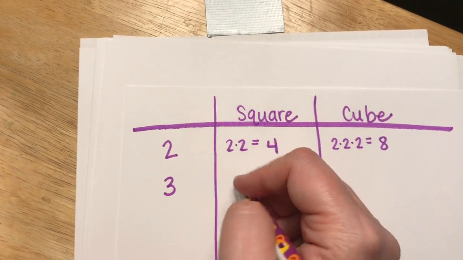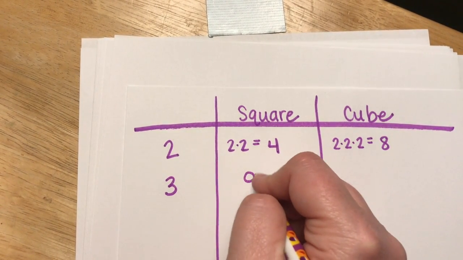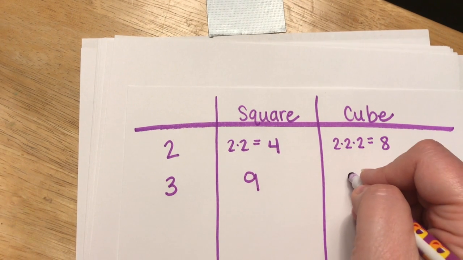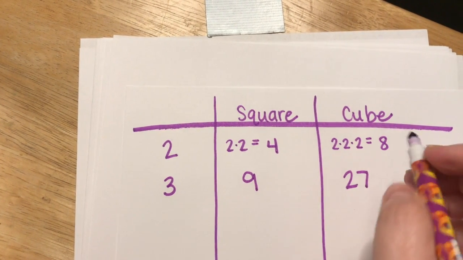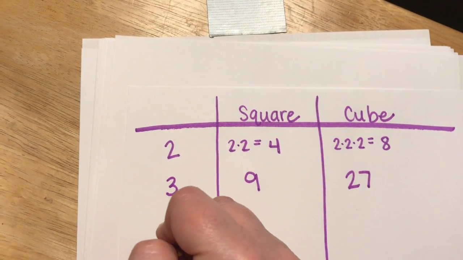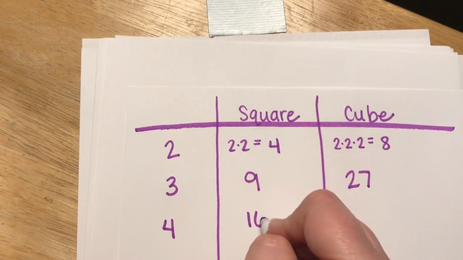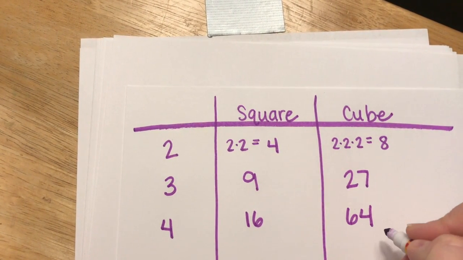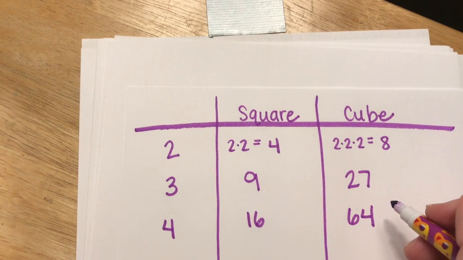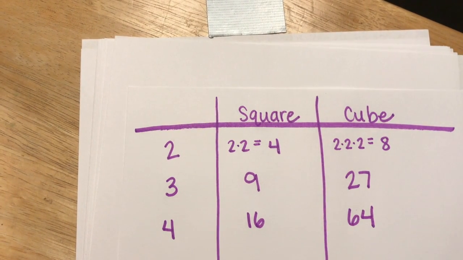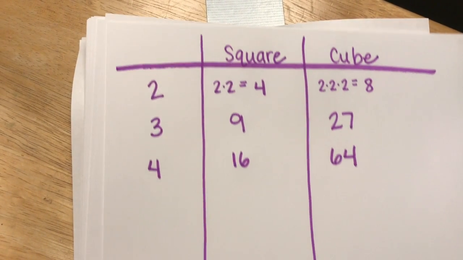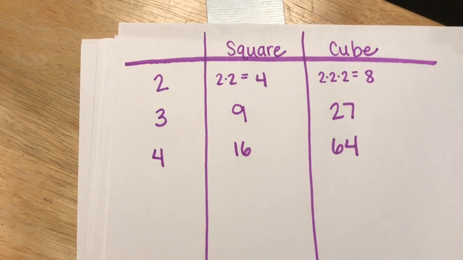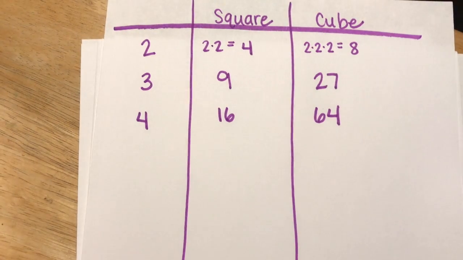Going on to 3. So 3 times 3 equals 9, and 9 times 3 equals 27. Then I'll go on to 4. 4 times 4 equals 16, and 16 times 4 equals 64. You can use a calculator for this part, but I want you to do it all the way up, probably through 25.